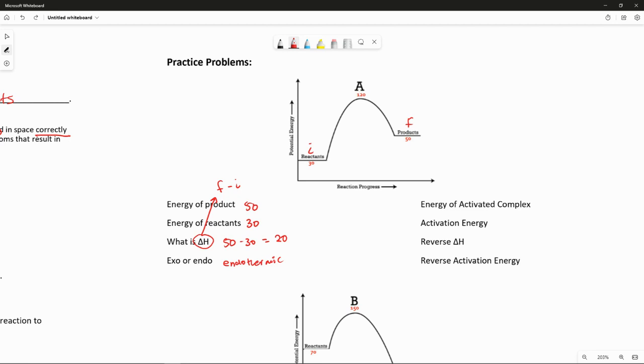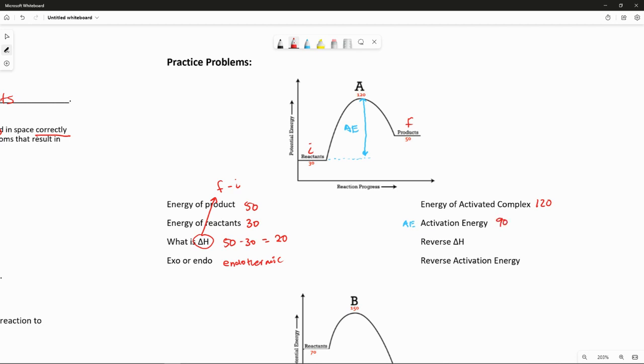All right. The energy of the activated complex, once again the way tip top of the graph right there, is given to us: 120. The activation energy is from this point, from the reactants to the tip top. We're going to call that AE. If we look here, we have 120 at the top and 30 at the bottom. So 120 minus 30 is going to be 90. So our activation energy is 90.